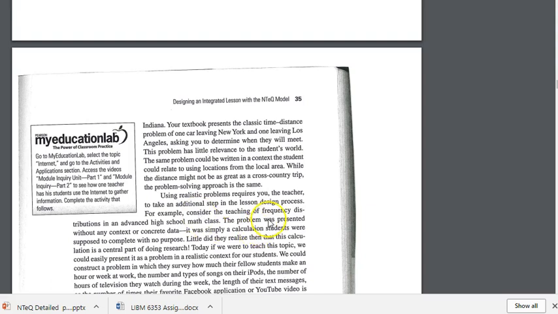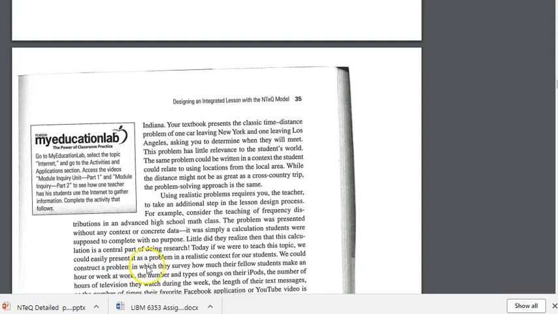But if you think about it, consider the teaching of frequency distributions in an advanced high school math class. The problem is always presented without any context or concrete data. It's basically a calculation that students are supposed to complete with no purpose. But little do those students realize that these calculations are a central part of doing their research. So if you were to teach the topic, we could easily present these frequency distributions as a problem in a realistic context for our students.